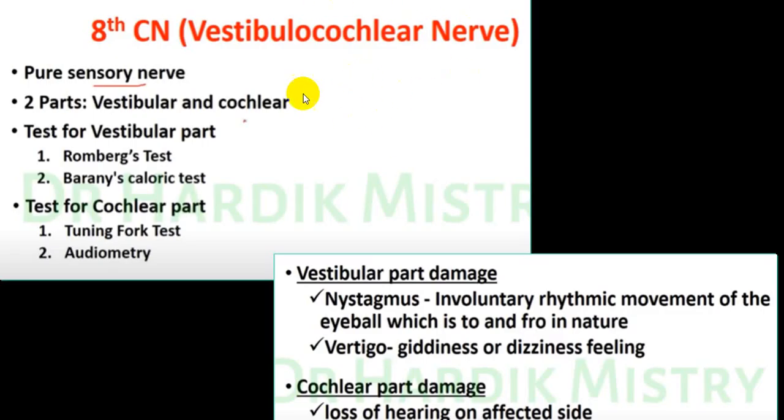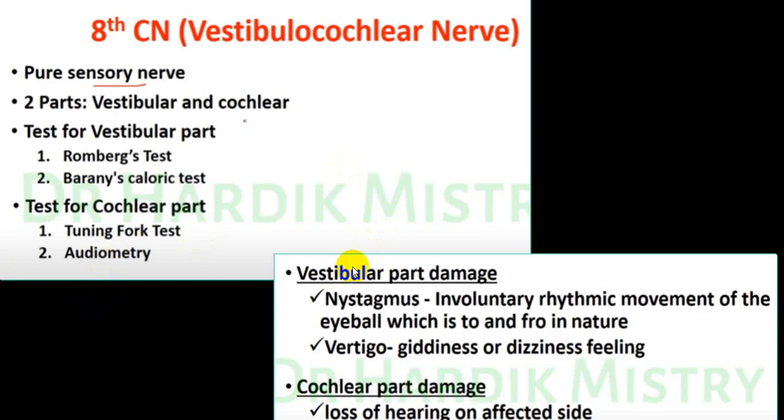So the eighth cranial nerve is purely sensory, with two parts, vestibular and cochlear. For the vestibular division, we do a balance test, that is the Romberg test and the Barany caloric test. While for the cochlear division, we do the tuning fork tests, mainly Rinne's test, Weber's test, and sometimes you can perform the Wenkebach test, etc. There are some other names also. As we go through, we'll be mentioning those. And another test is done by a special instrument we call audiometry.